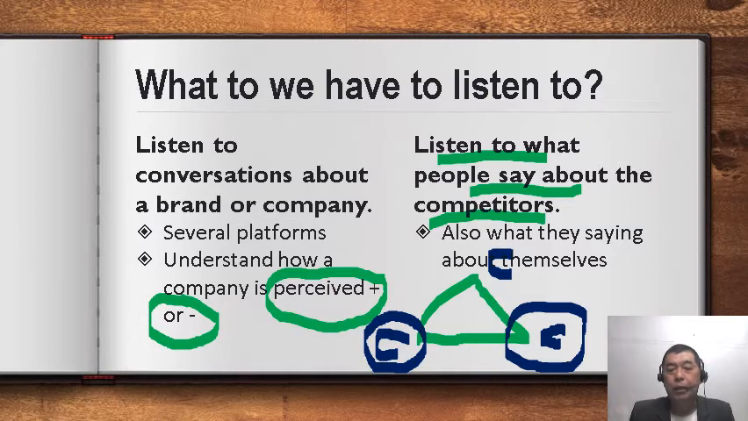All right? So therefore, we need to listen also to what the current strategies of the competitors are, what their current promotions are, what they are doing about place strategy, what they are doing about their pricing. So in social media, we have to intently listen to what the customers are telling us and also what the competitors are doing.